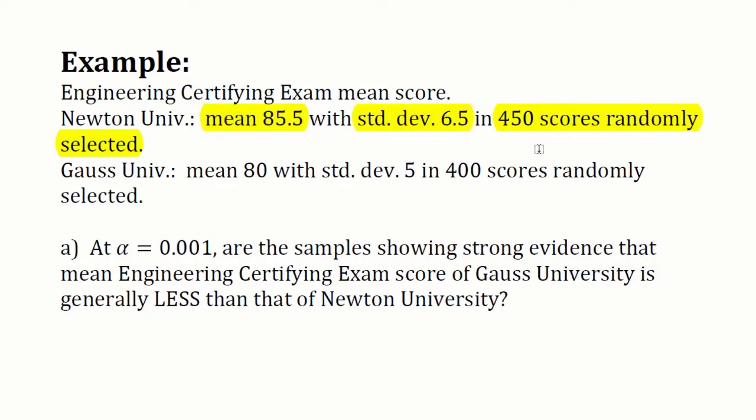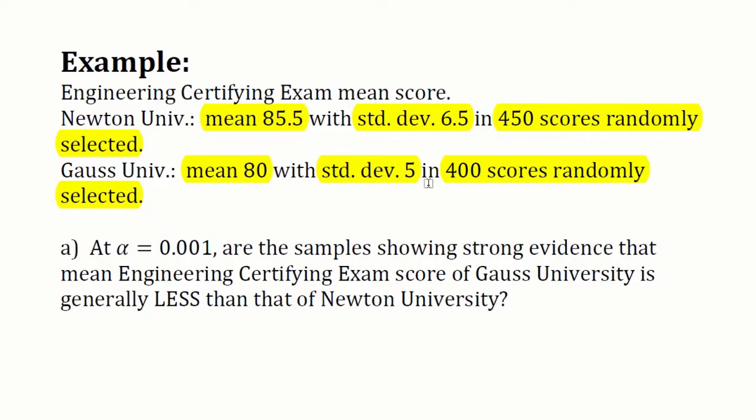That's the highlighted information. And then for the same certifying exam, when we're looking at the Gauss University students, we've found the following sampling information. From Gauss University, we found a mean of 80 with standard deviation 5 in a sample of 400 scores that are randomly selected.